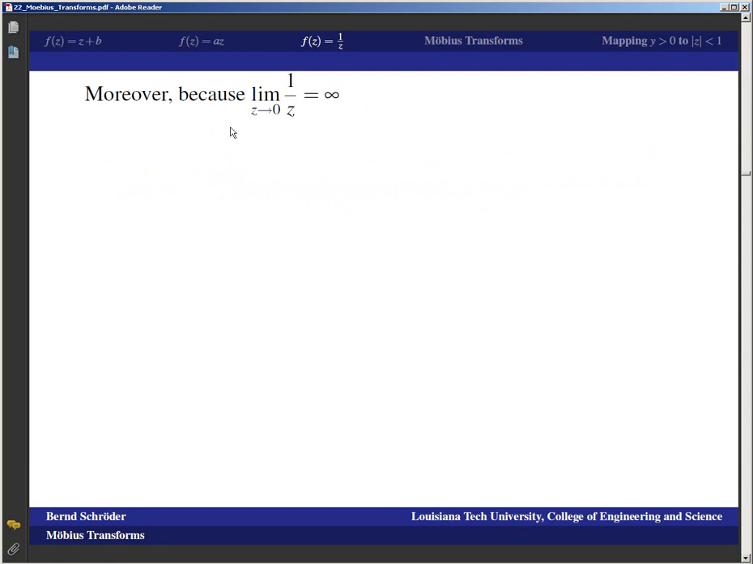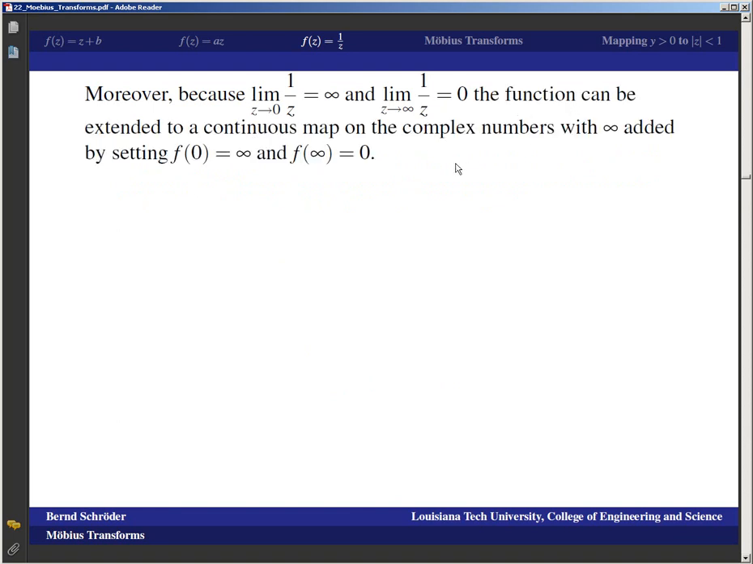Okay, well, moreover, because when z goes to 0, 1 over z goes to infinity, and because when z goes to infinity, 1 over z goes to 0, the function can be extended to a continuous map on the complex numbers with infinity added, and we would do that by saying that we map 0 to infinity and infinity to 0. That is something because ultimately it makes sense to visualize lines as circles with infinite radius. We want to think about what happens to places where these functions are undefined and what happens to the point at infinity.